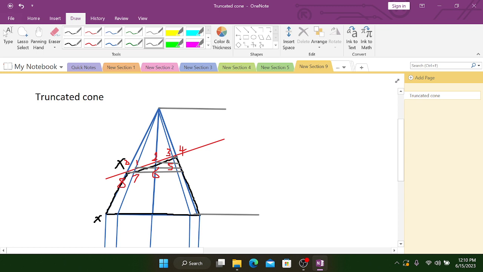Then the same. In this slant line I have to draw a parallel line here also, parallel to this slope line. Then after that I have to draw an arc. Okay, I have to draw an arc.